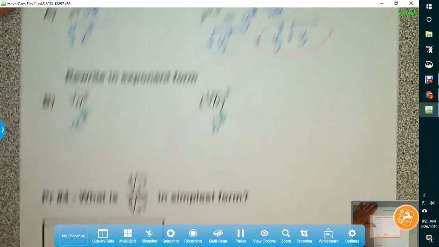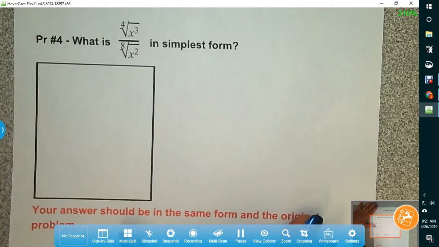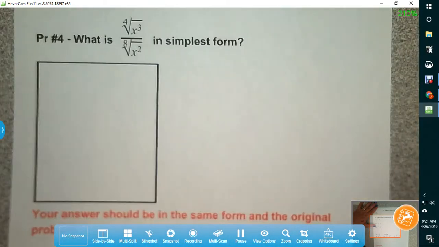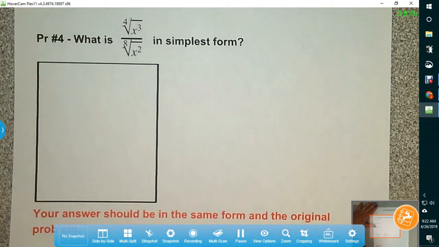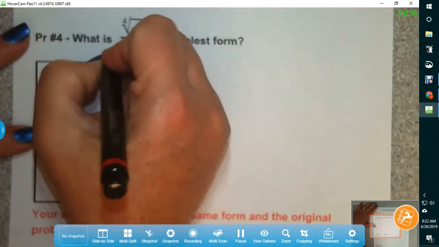All right, so this is part 2 of section 6.4. We're going to talk about how to write this in simplest form. I know that we can rationalize it, but there's a couple of other ways we can do it as well. Okay, the problem with this is that we have different indexes.